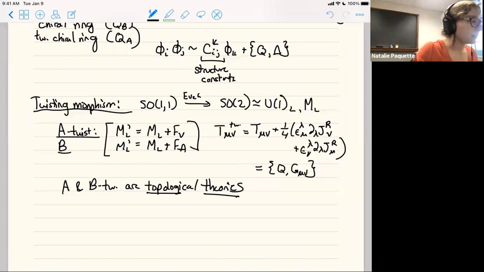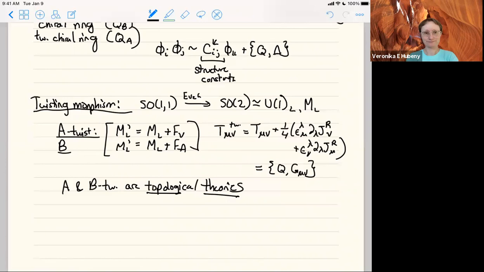And I am out of time, so I will end here. Next time I will briefly tell you more about the local operators in the A and B twists of the 2D (2,2) theories that come from sigma models whose targets are Calabi-Yau manifolds, and tell you the geometric interpretation of those local operators, and then move on from there to other applications and other more fun and modern stuff if I get to it.